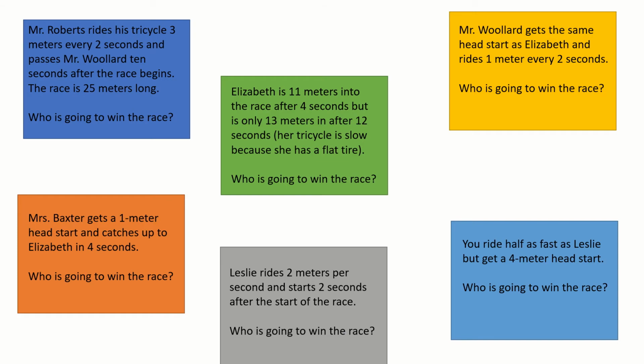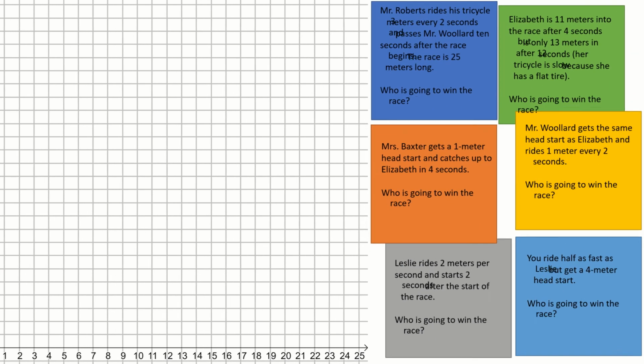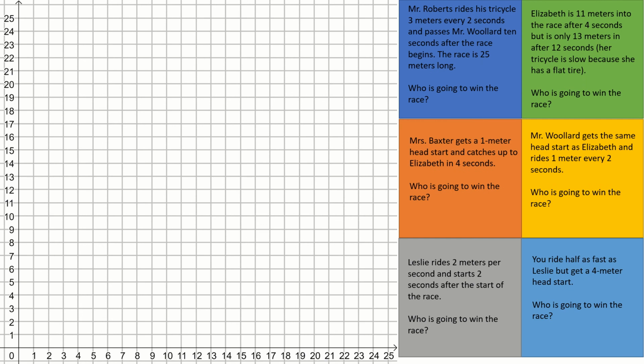Who's going to win the race? So again, if we look at all of these, we need to summarize this information. I'm going to keep it all off to the side here. When you open up your slide today, you'll see this, and I hope it's legible. I think you can zoom in and read these.